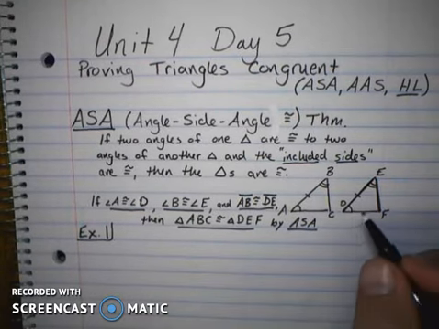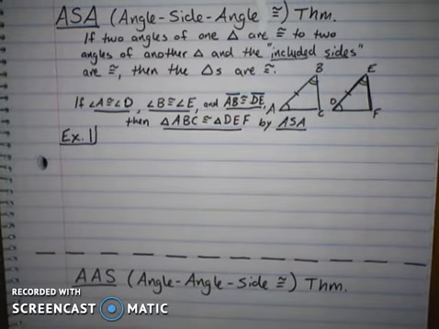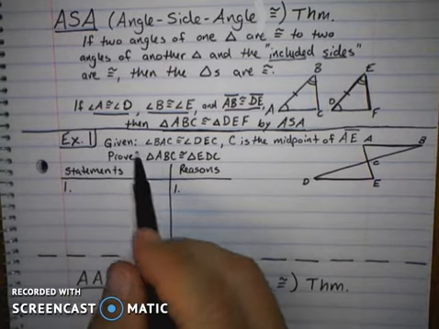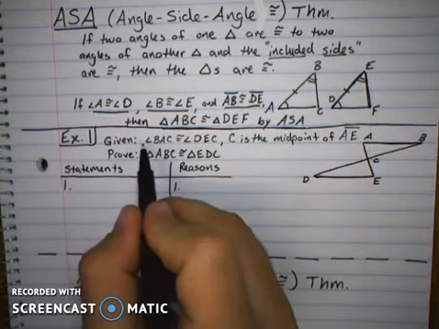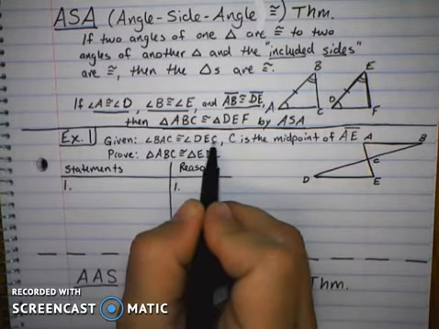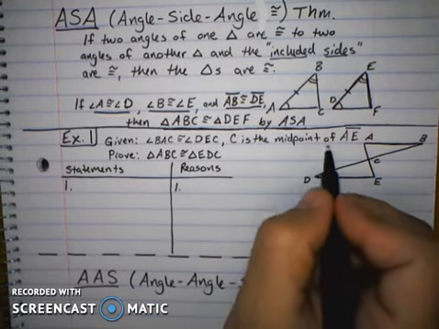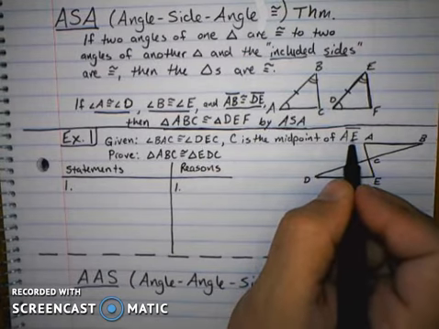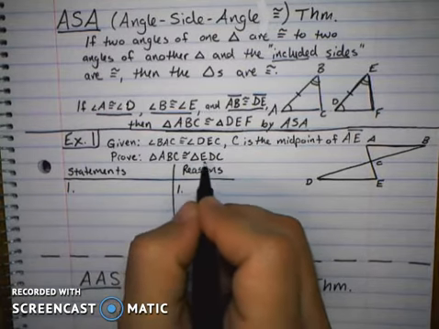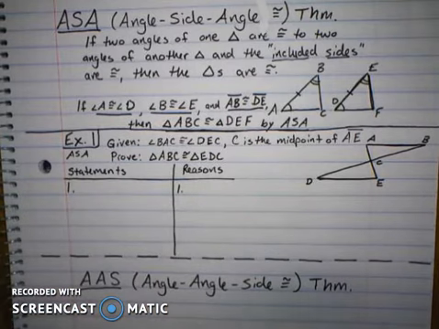Okay, so we're going to do an example proof that uses this information. For example 1, here's what you need to copy down. The given statement is that angle BAC is congruent to angle DEC. C is the midpoint of segment AE. And we want to prove that triangle ABC is congruent to triangle EDC.